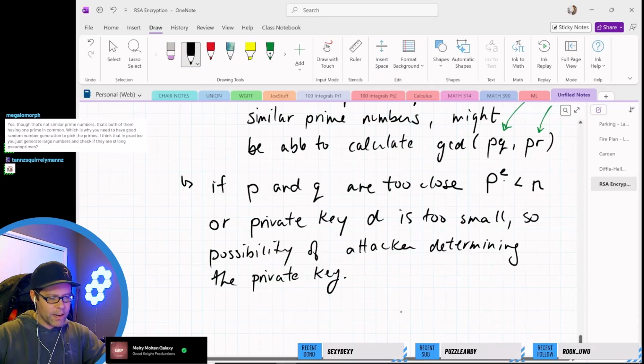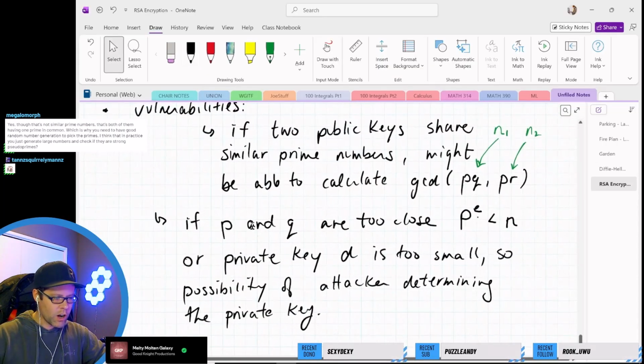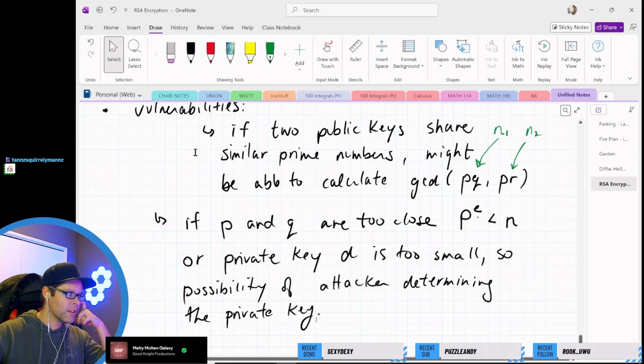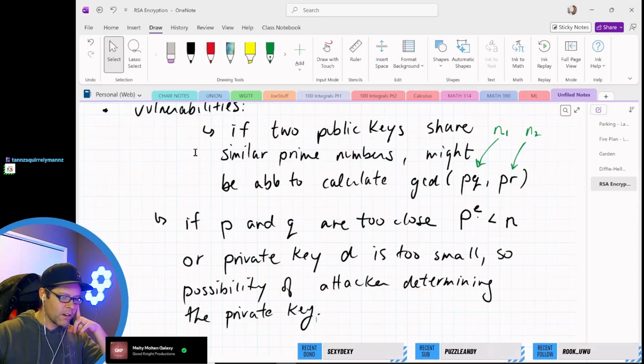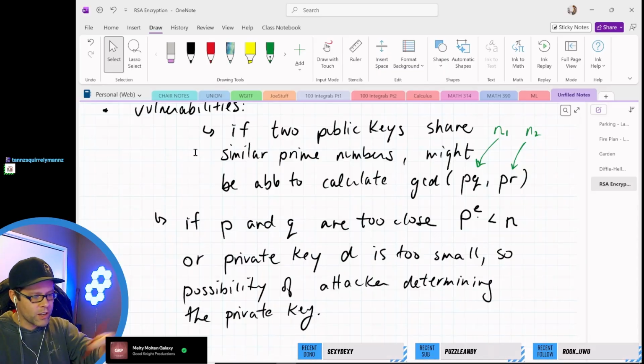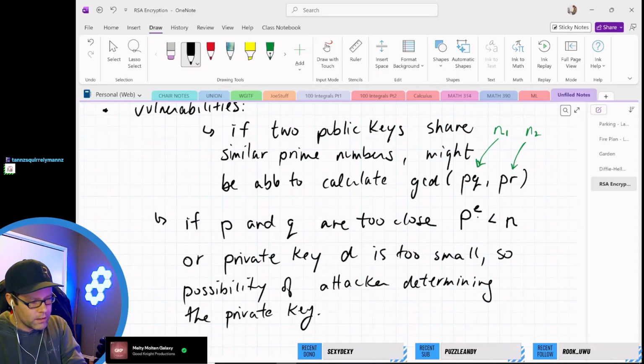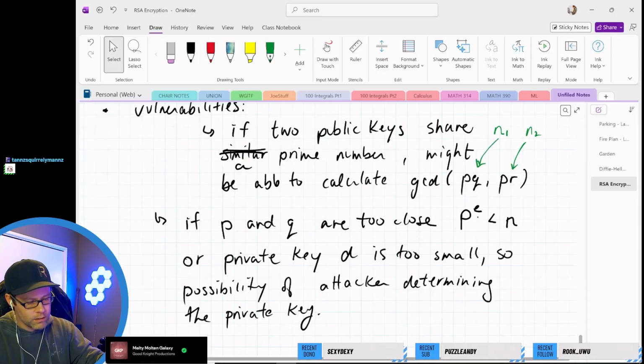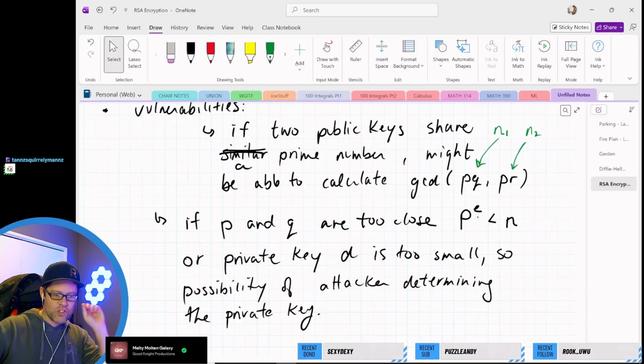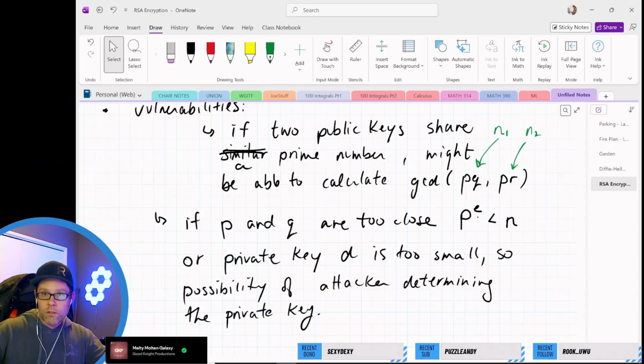So Megalomorph is adding just a little bit of extra commentary to this first vulnerability, which I think is important. Yeah, you're right. It's not necessarily that they're similar prime numbers. It's actually that they share a prime number, right? So if two public keys share a prime number, then this GCD attack might be feasible. And so Megalomorph is saying, which is true, we need a good random number generator to pick those prime numbers.